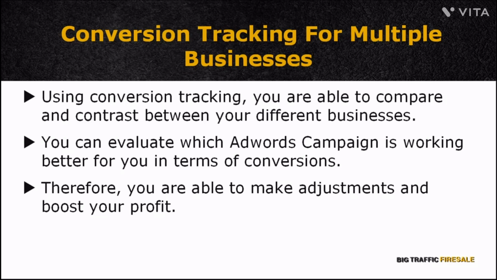How about if you have multiple businesses to take care of? Well, it surely can come in handy too. By using conversion tracking, you can compare and contrast the two businesses and see which AdWords campaign is working better for you in terms of conversions. If you track that your business A is converting relatively better than your business B, you can decide on ways to improve by allocating more of your advertising budget to business B, or you can make adjustments to your AdWords campaign to boost your profit in business B even more.